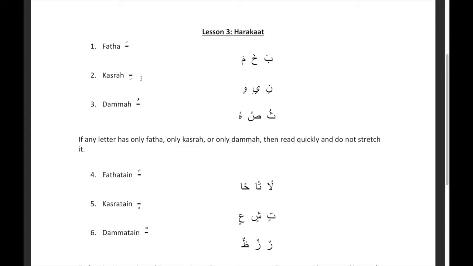فتحة is زبر, كسرة is زير, ضمة is بيش. فتحتين is دو زبر, كسرتين دو زير, and ضمتين دو بيش. But for this course, we'll be referring to them as فتحة, كسرة, ضمة, فتحتين, كسرتين, and ضمتين.